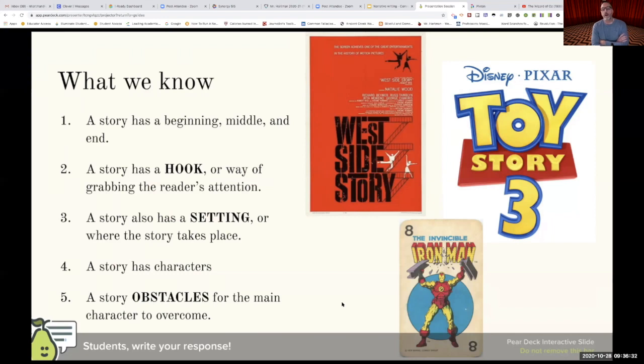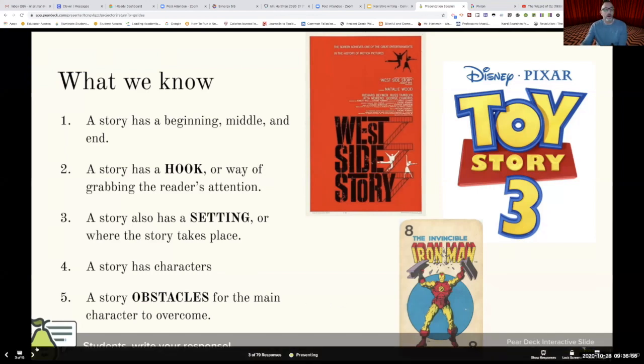So someone asked me earlier today, well, what is an obstacle? An obstacle is simply something that gets in the way of your main character's goal. So your main character is trying to accomplish something, and an obstacle is simply something that gets in the way of what your main character wants. So it's essentially something for them to overcome.